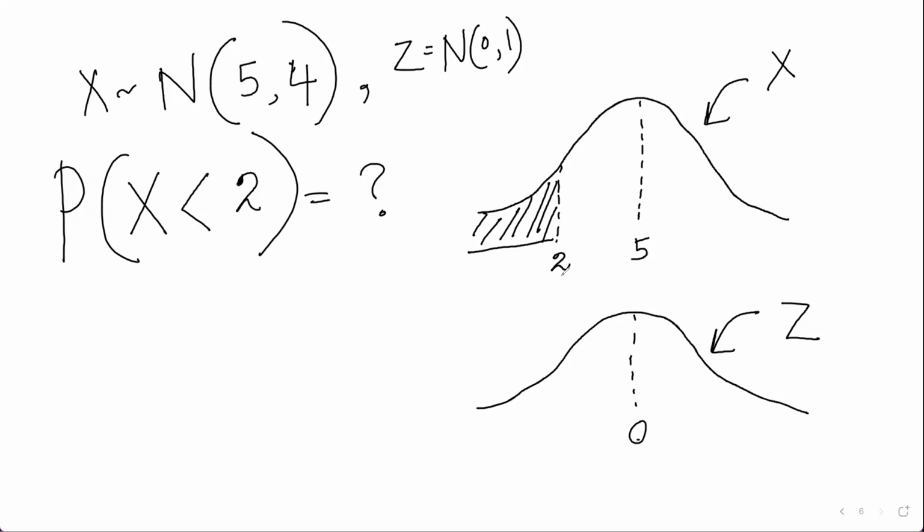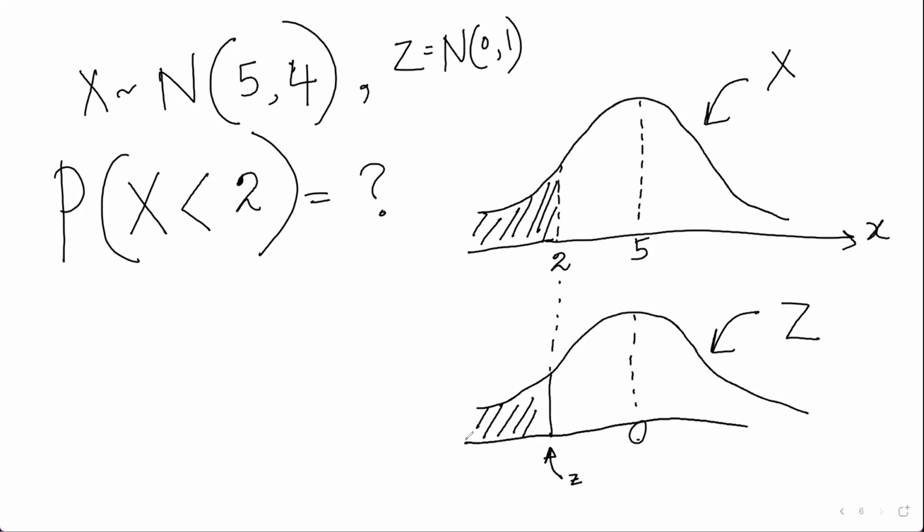Then we look at the value corresponding to this point in the standard normal distribution, small z. This is the x-axis, and this is the z-axis.